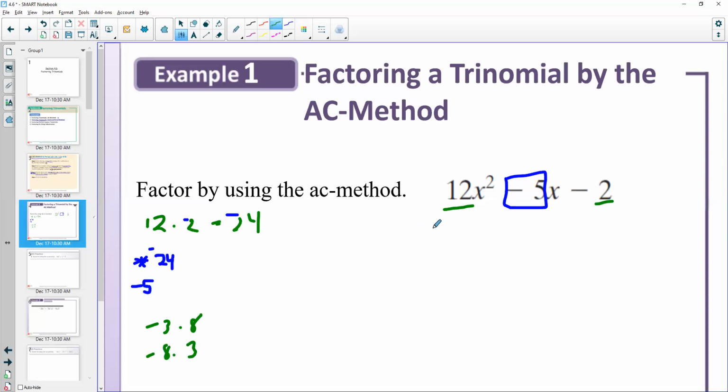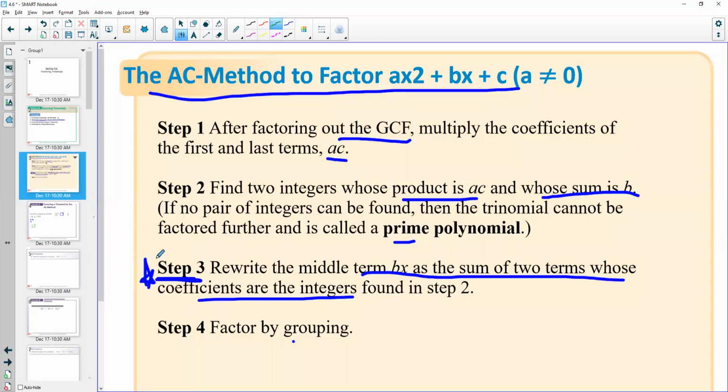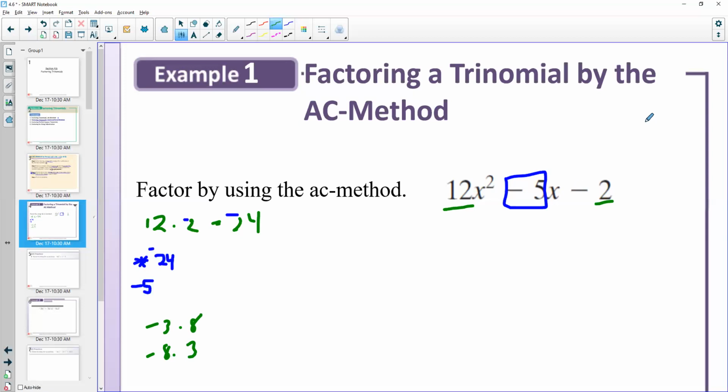Okay, so now the third step here was to rewrite. This is the key here. I know my terms. So I'm just going to change negative 5x into negative 8x plus 3x. I'm just rewriting it, and everything else sticks around. Now we're going to do what we did in the last video. We're going to factor by grouping. So we're going to make our two groups.